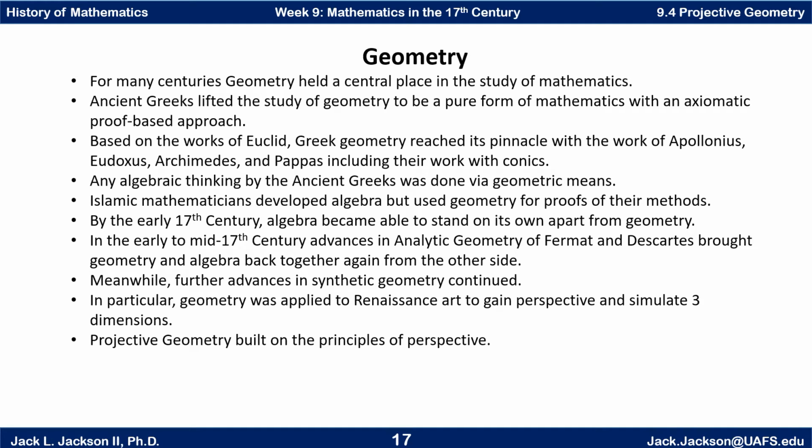By the early 17th century, algebra had become able to stand on its own apart from geometry. And so mathematicians were able to look at algebraic equations without necessarily having to have a geometric picture to go along with it. But in the early to mid 17th century, advances in analytic geometry by Fermat and Descartes brought geometry and algebra back together again, now from the other side, where we're starting with the algebra and getting the geometry, getting graphs and so forth from equations, for example.